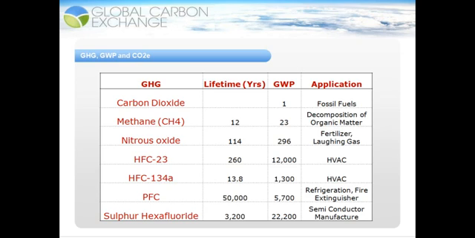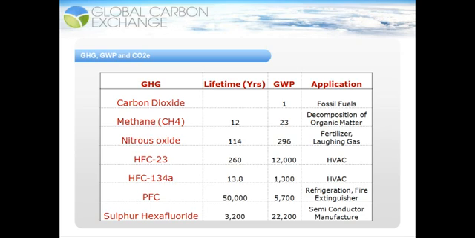HFCs are used in heating, ventilation, and cooling in businesses, as well as refrigeration gas. Perfluorocarbon is also a refrigeration gas that we use. Fire extinguishers are also comprised of perfluorocarbon. Sulfur hexafluoride is emitted in the manufacture of semiconductors and some other industrial processes.